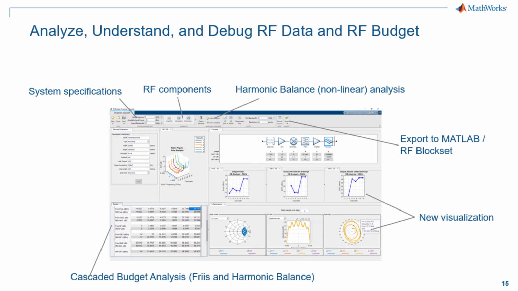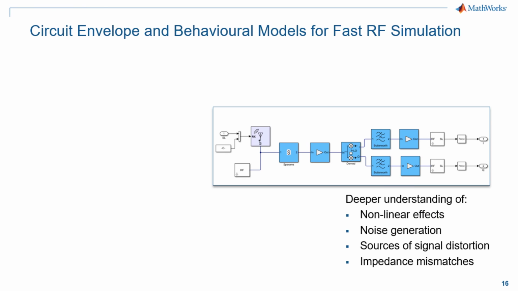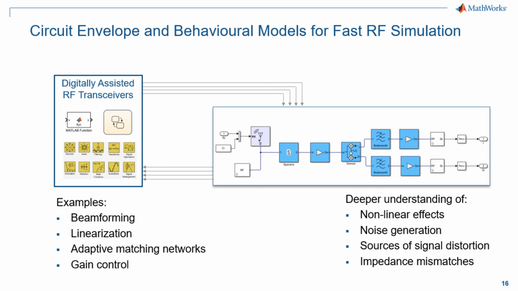We have seen how the RF Budget Analyzer can help you analyze, understand, and characterize an RF transceiver. The app can be used to construct a more robust RF budget, and the nonlinear behavior can be analyzed using harmonic balance. We have also seen how circuit envelope simulation is an enabler to integrate RF with digital signal processing algorithms, such as those for modeling beamforming, power amplifier linearization, adaptive matching networks, or automatic gain control. The benefit of circuit envelope is that it provides a deeper understanding of the impact of the nonlinear effects of noise generation and sources of signal distortion, including impedance mismatches.